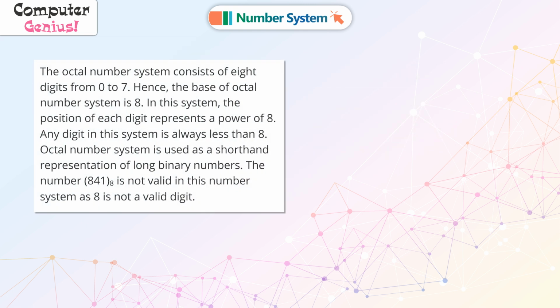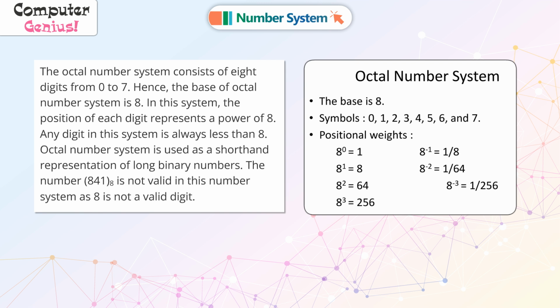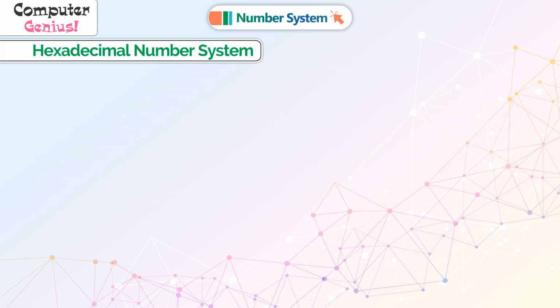Octal number system. The octal number system consists of 8 digits from 0 to 7. Hence, the base of octal number system is 8. In this system, the position of each digit represents a power of 8. Any digit in this system is always less than 8. Octal number system is used as a shorthand representation of long binary numbers. The number 841 base 8 is not valid in this number system as 8 is not a valid digit.